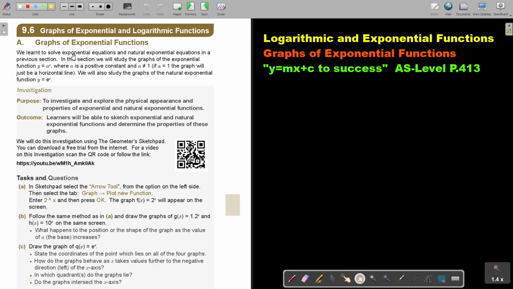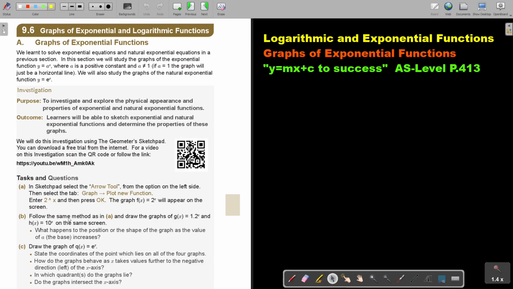We learned to solve exponential equations and natural exponential equations in a previous section and in the previous videos. In this section, we will study the graphs of the exponential function y equals a to the power of x, where a is a positive constant and a cannot be 1. If a is 1, the graph will just be a horizontal line. We will also study the graphs of the natural exponential function y equals e to the power of x.